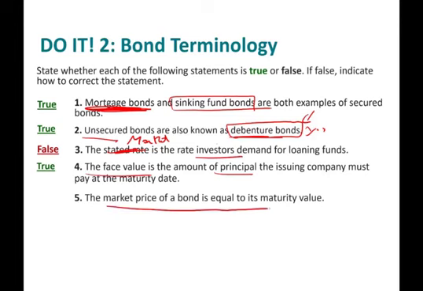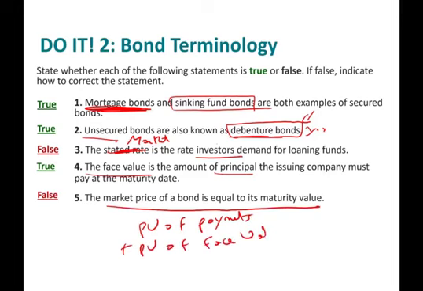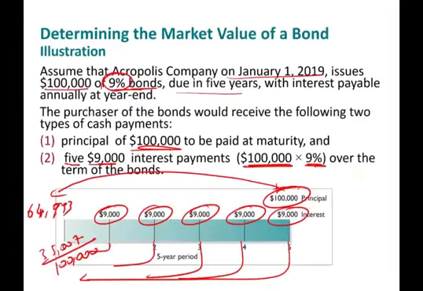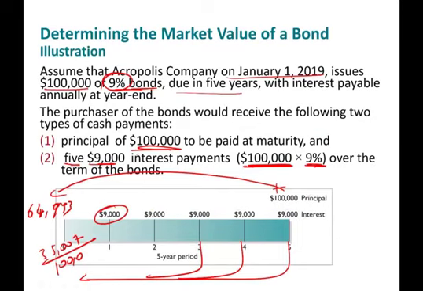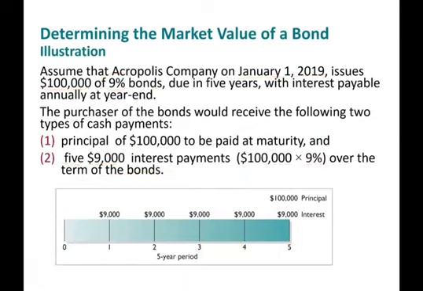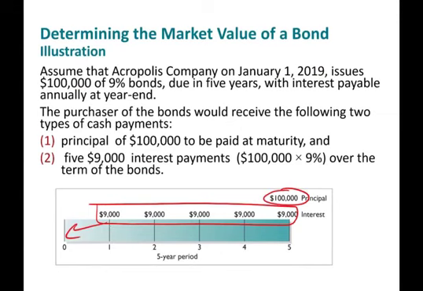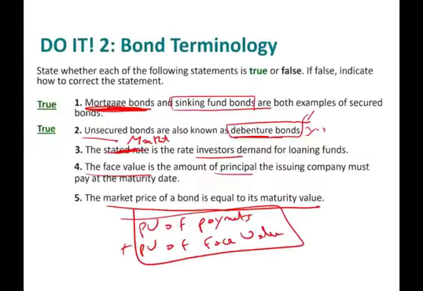The market price of the bond equals its maturity value? No, not at all. The market price of the bond equals the present value of the interest payments plus the present value of the face value. What do I mean by this? Here's what I mean by this picture right here. Let me erase everything here. So the price of the bond, I'll take all of those payments and discount them. It means I find the present value of them, and take this 100,000 and find the present value. Those two together are the market value of the bond.